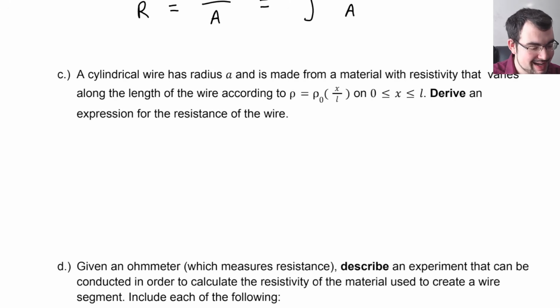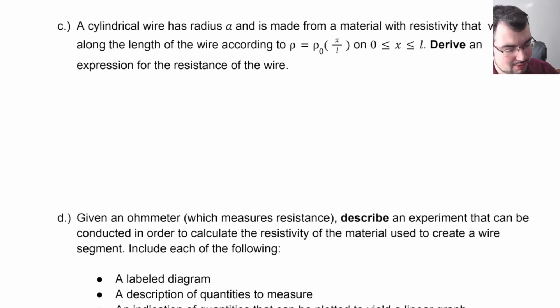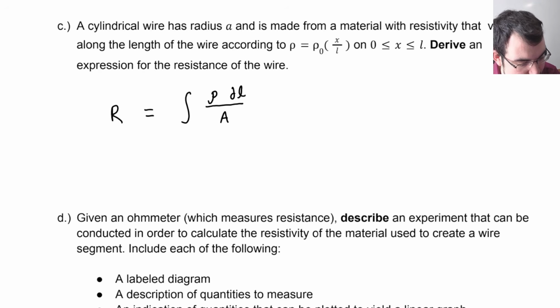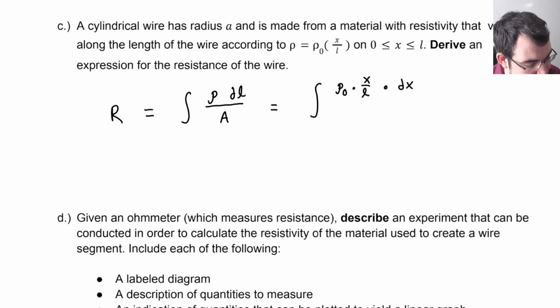A cylindrical wire has radius a, and is made with a material that has resistivity that increases according to this function. Derive an expression for the resistance. Now we'll just ignore that there's zero resistivity at one end for some reason. Since we have a function, we are going to have to integrate the quantity resistivity times change in length divided by area. And this dl is usually a dx. So my resistivity function was rho 0 times x over L, and my dl is dx because I'm moving in the x direction. And what's my area?